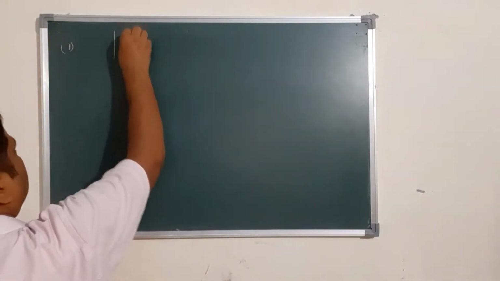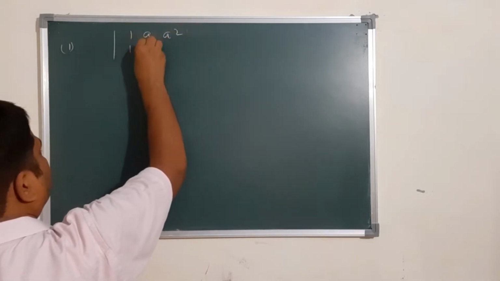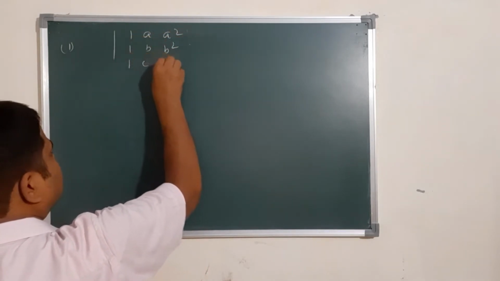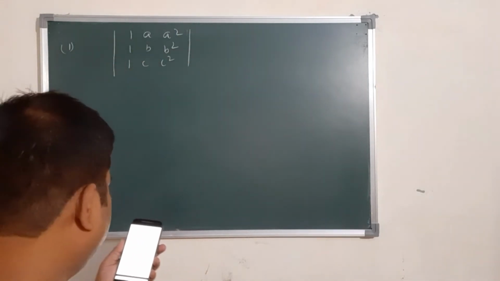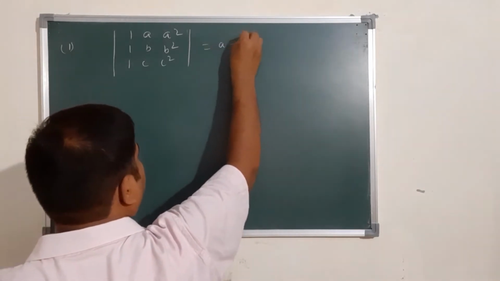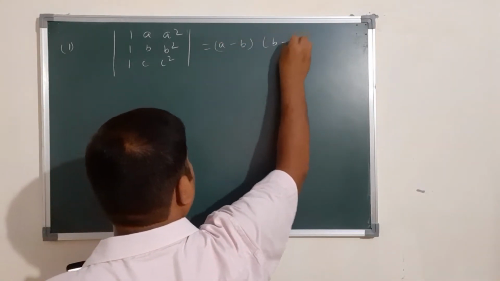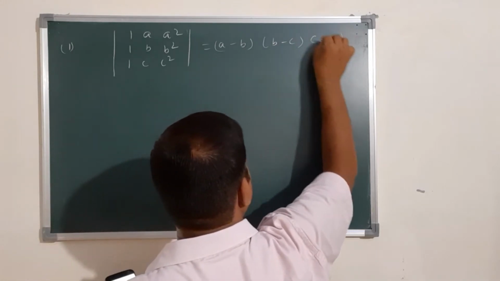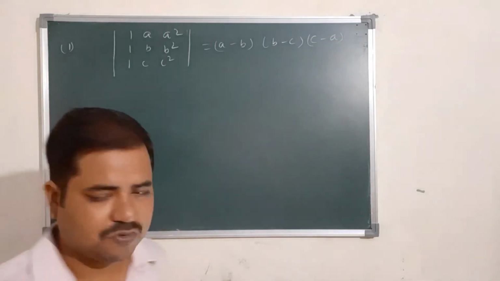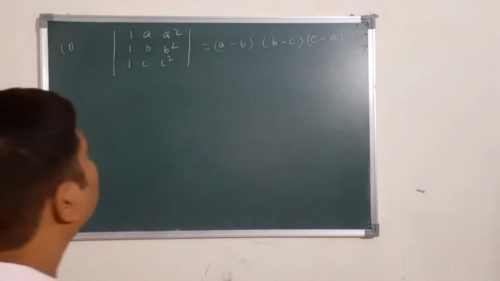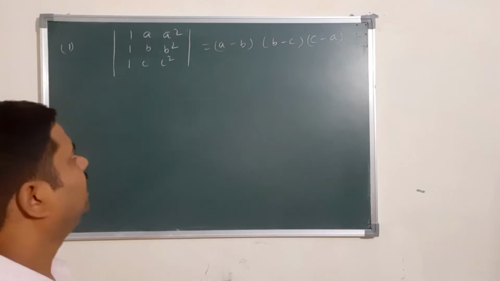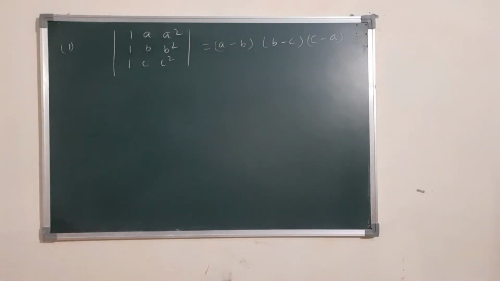The determinant with rows 1 a square, 1 b square, 1 c square is equal to (a minus b)(b minus c)(c minus a). So we need to solve this one. We have to prove this, where the determinant with rows 1 a square, 1 b square, 1 c square is nothing but (a minus b)(b minus c)(c minus a).